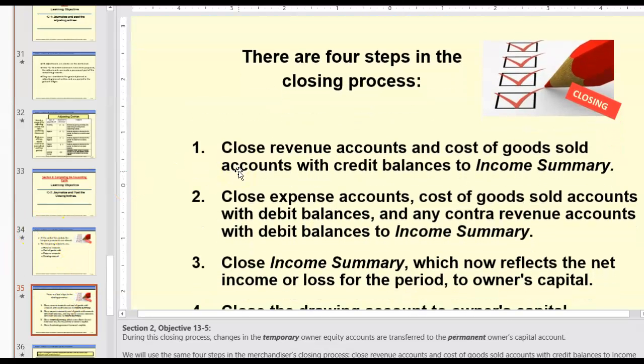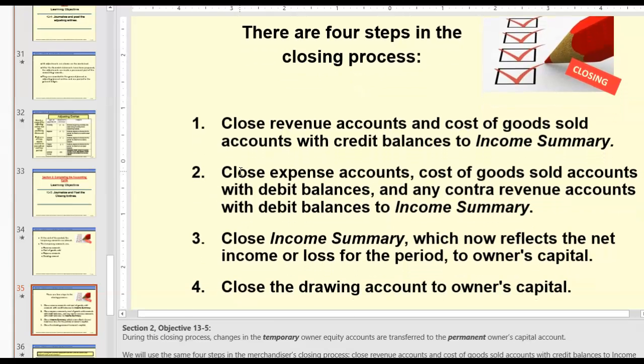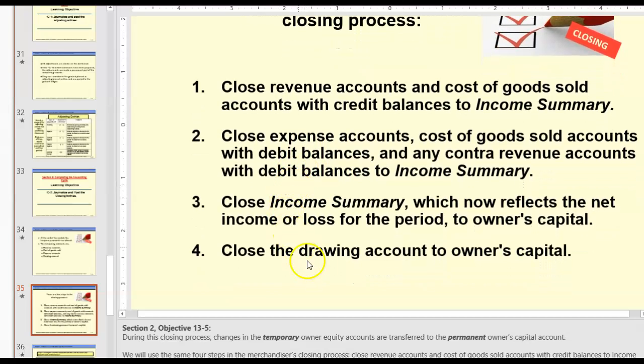The 4 steps are the same 4 steps that they were in the other chapter on closing accounts. First, we close the revenue, and the cost of goods sold accounts with credit balances, to the income summary account. Then we close the expense, cost of goods sold accounts with debit balances, and any other expense accounts to the income summary account as well. Then we close the income summary account to the capital account. And the last thing we do is we close our drawing account to the capital account.